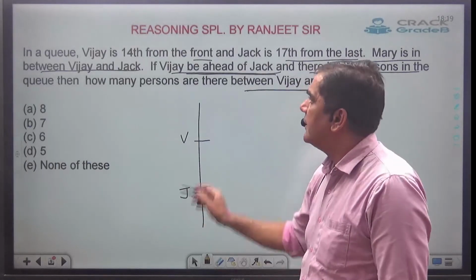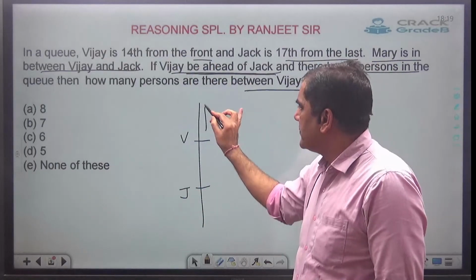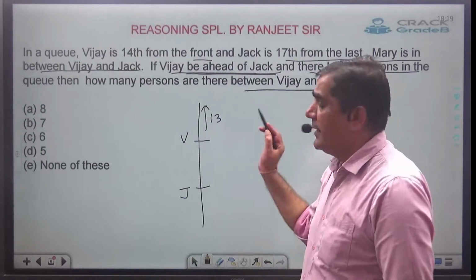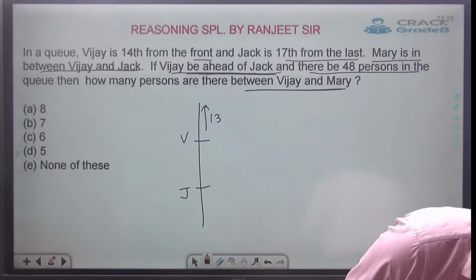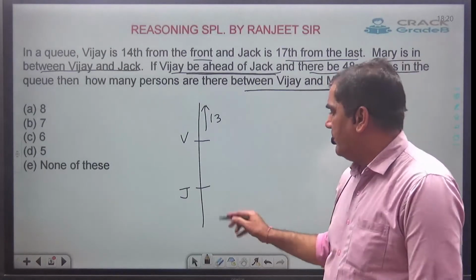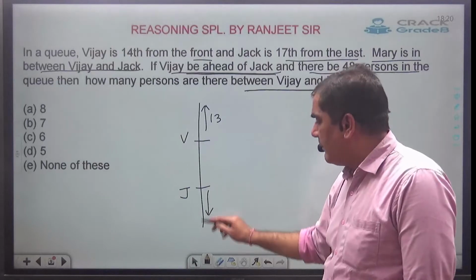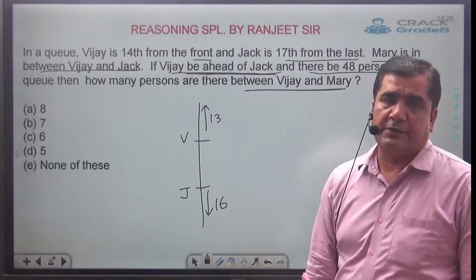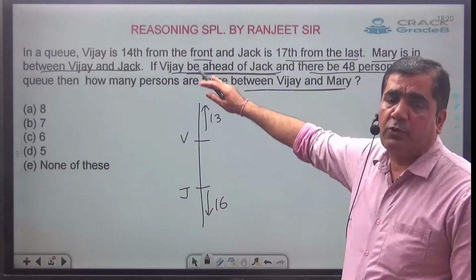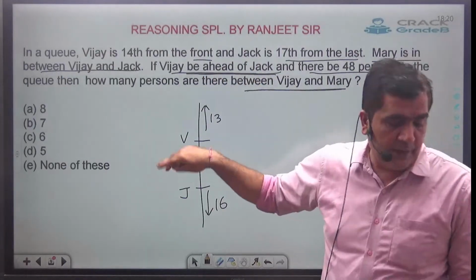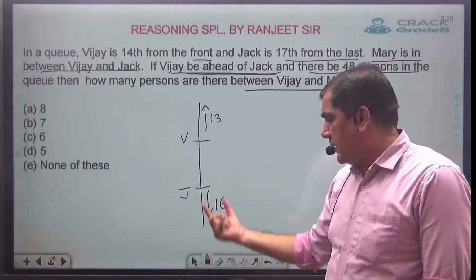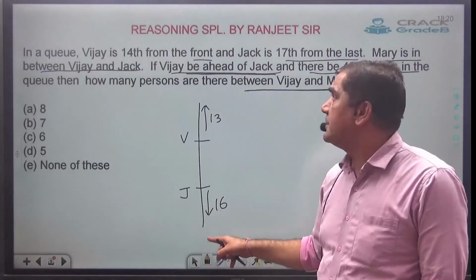Now let's arrange. Vijay is 14th from top, which means to the top of Vijay, there must be 13 students. And they have given Jack is 17th from last, which means to the bottom of Jack, there must be 16 students.